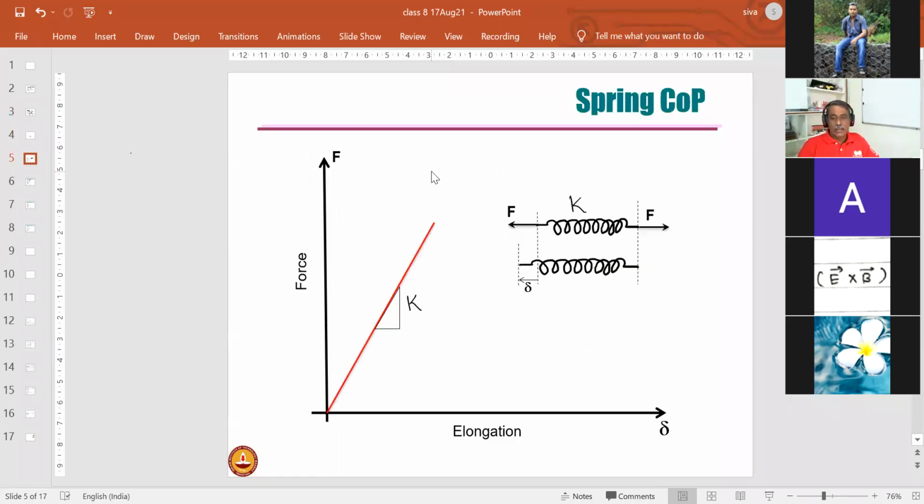Now let's also look at how we graphically look at the response of a spring. So I take a spring, I pull it with a tensile force F. Let's say this is elongated by delta. Now, depending on the increase in F, how does the elongation happen? If it is a linear spring, then it's very simple. It varies linearly like this, and the slope of this curve is nothing but k. This is something that you know, all right?